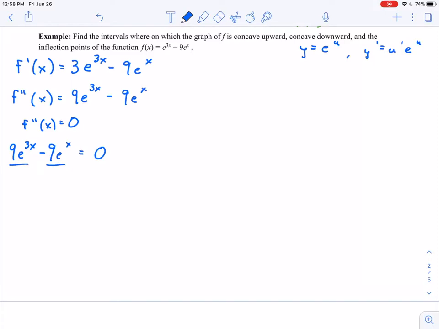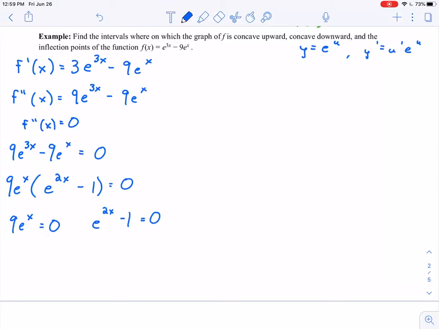Here's where factoring is really going to help us out. When I look at this, there's not a great way to solve this other than to factor. I am going to factor out 9e to the x from both of those terms. That will leave me with e to the 2x minus 1 equal to 0. I'm going to now take each factor and set it equal to 0. So 9e to the x is equal to 0, and e to the 2x minus 1 is equal to 0.